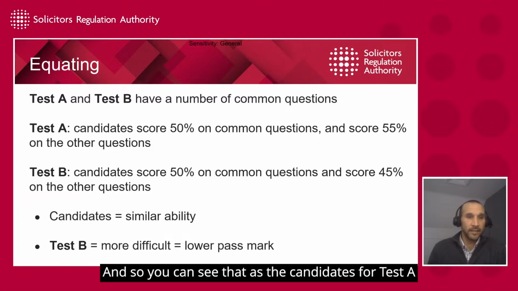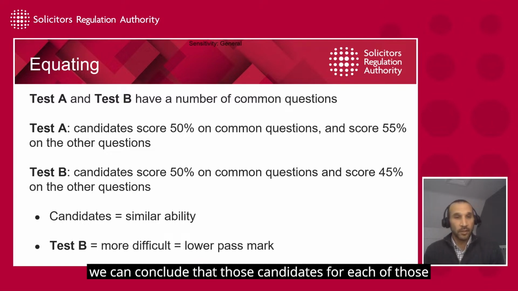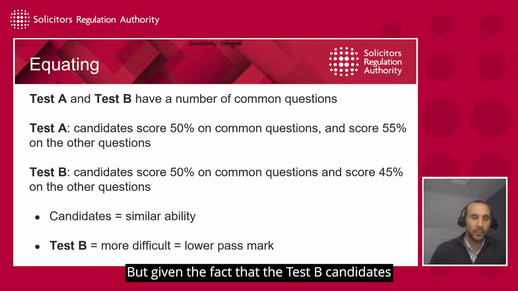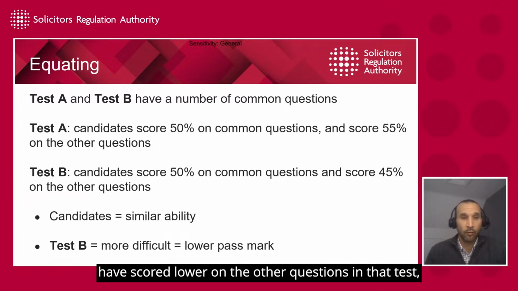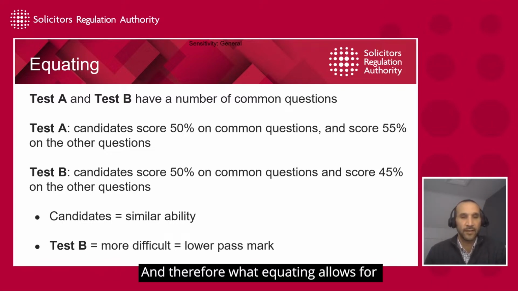And so you can see that as the candidates for test A and test B have both scored 50% on those common questions, we can conclude that those candidates, taking each of those different tests, are of a very similar ability. But given the fact that the test B candidates have scored lower on the other questions in that test, we can conclude that test B is the more difficult test, and therefore what equating allows for is a lower pass mark to be set for test B.